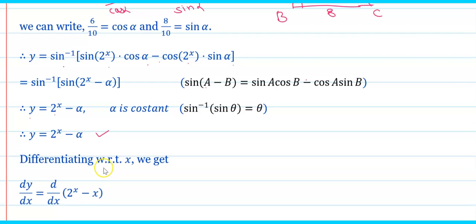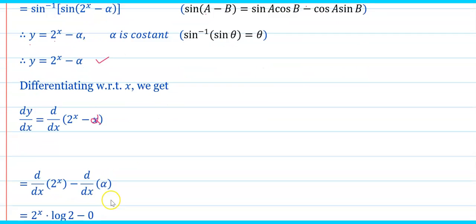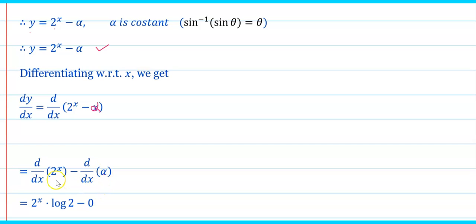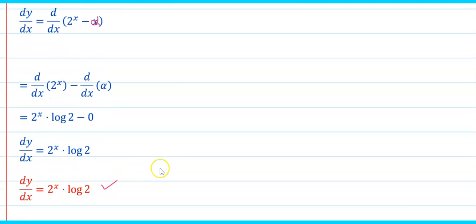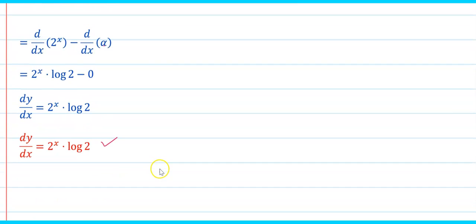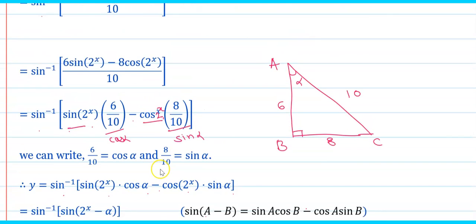Differentiate this with respect to x. That is d/dx of 2 raised to x minus alpha. The derivative of alpha is 0, which is a constant. What about the derivative of 2 raised to x? That is 2 raised to x into log of 2. And hence, this is the dy by dx. Okay, you can see this again here.